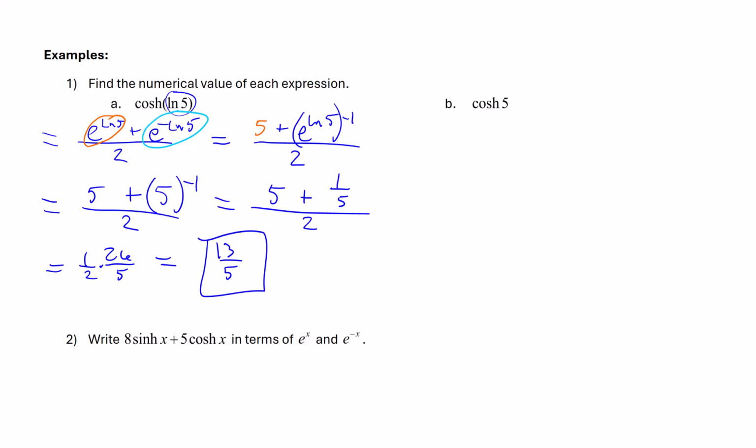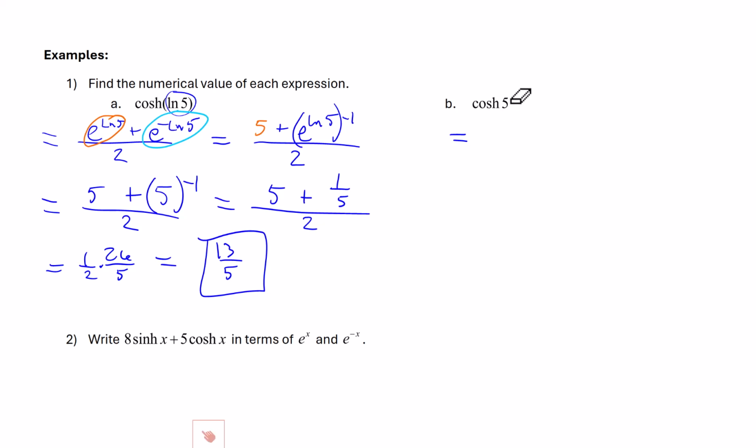We were asked to find the numerical value of each expression in our instructions, and that's exactly what we found. There's no need to turn it into a decimal there. Our second example in this same set of instructions, so part B, is beginning as cosh of 5, that is cosine hyperbolic of 5. Well, let's recall the definition for cosine hyperbolic and simply plug in 5 as the input as given.